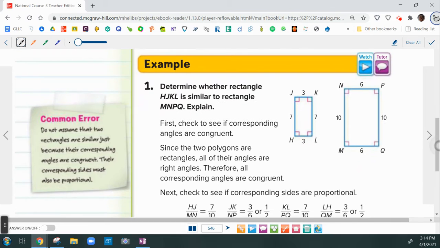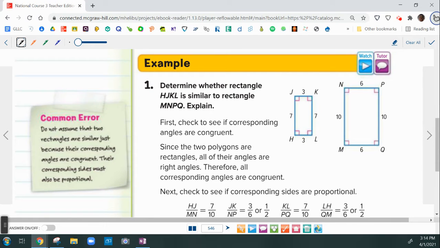Now, moving on to example 1. You're going to have two skills coming out of this lesson. One is just tell if two shapes are similar or not.